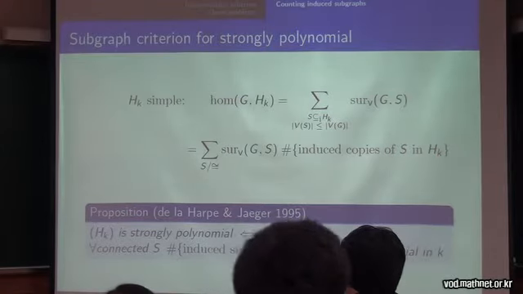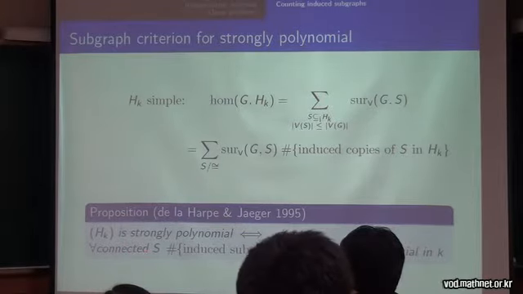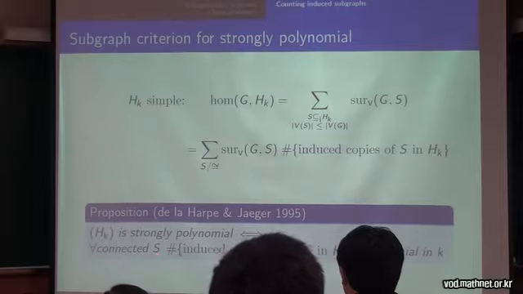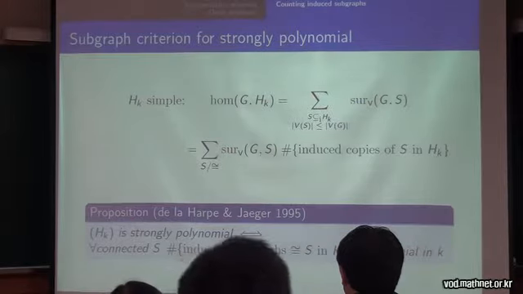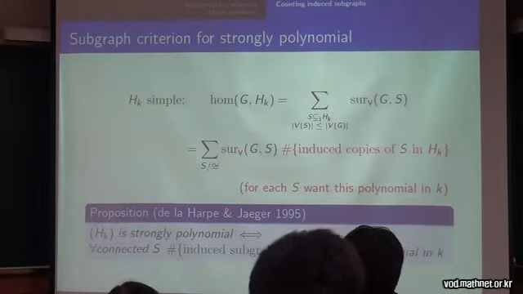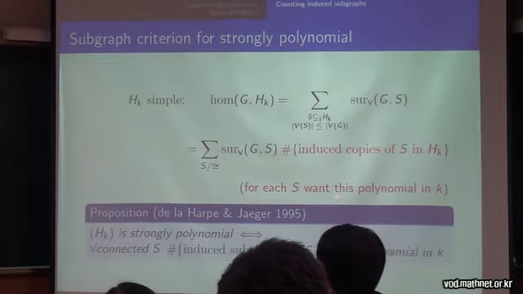How many induced copies isomorphic to S do you have in the graph? And the useful thing about this, certainly for proving things, is that for each connected subgraph of H, you just want to check that the number of induced subgraphs isomorphic to S is a fixed polynomial in k. So we want this to be a fixed polynomial in k, and so this is an equivalent condition.